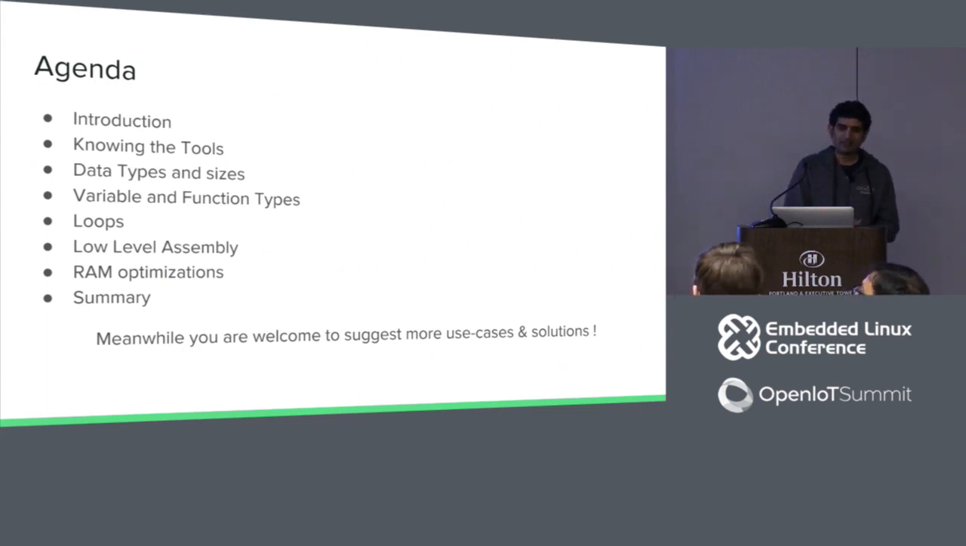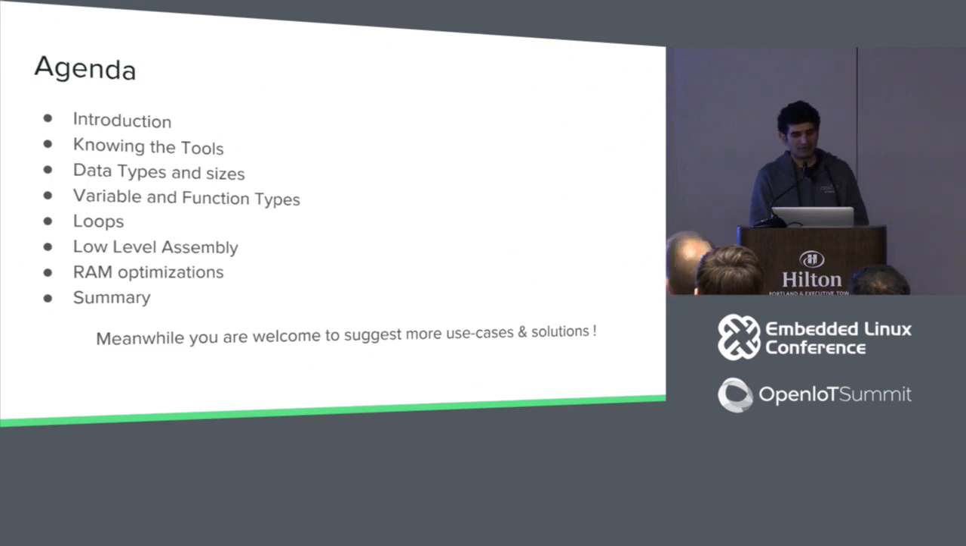And then how variables and function types can help, and then what can you do in loops. And then assembly, we'll talk about assembly. It's contentious. Many times it depends on what you're doing, which compiler you're using. And then some thoughts on RAM optimizations, and then in summary, what you can keep in mind when you're programming for microcontrollers.